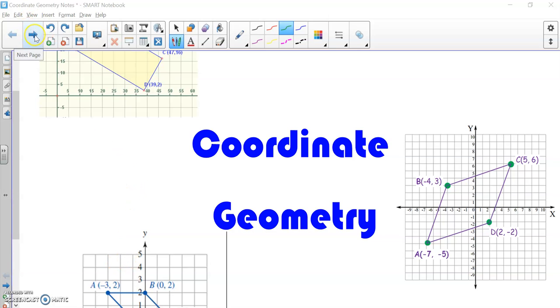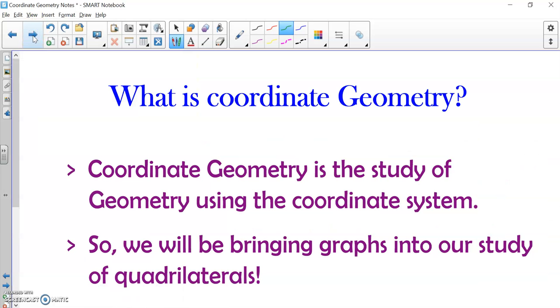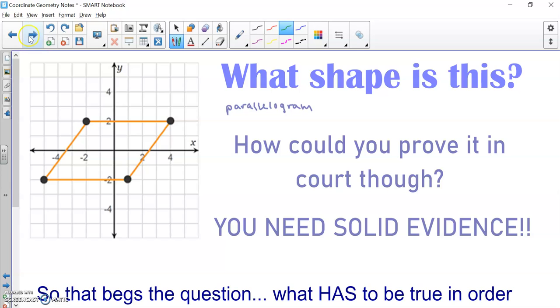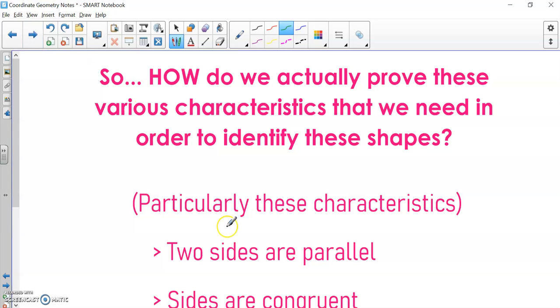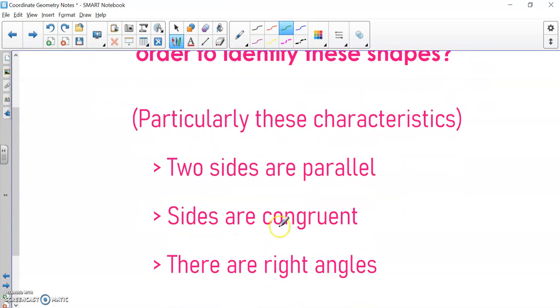So just as a quick review of what we talked about yesterday, it was what coordinate geometry is, which is bringing the study of geometry to graphs. And for us, we're going to be focusing on quadrilaterals. So basically it's all about how we can prove that a certain shape is what you claim that it is, and how we can figure out those pieces of evidence, which are parallel sides, congruent sides, and also right angles.